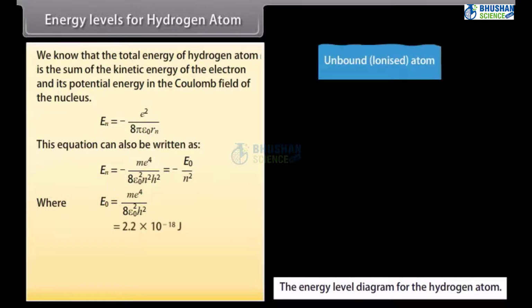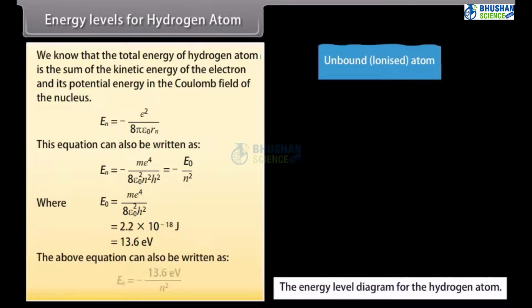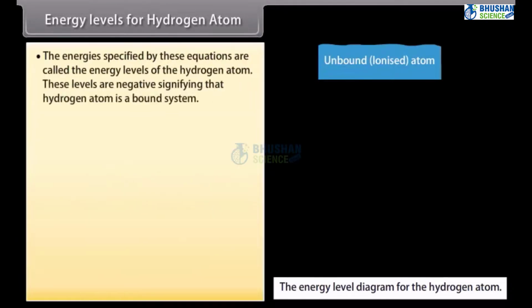E₀ = 2.2 × 10⁻¹⁸ joule, which is equal to 13.6 electron volt. The above equation can also be written as Eₙ = −13.6/n² electron volt. The energies specified by these equations are called the energy levels of the hydrogen atom.